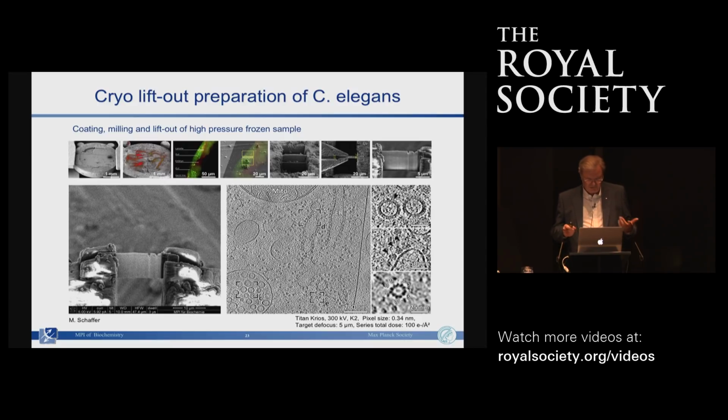With a cryo gripper, we transfer it, as shown in this little movie here. We have to transfer it to a second holder, and then we can, in the focused ion beam, mill it further to the desired thickness.